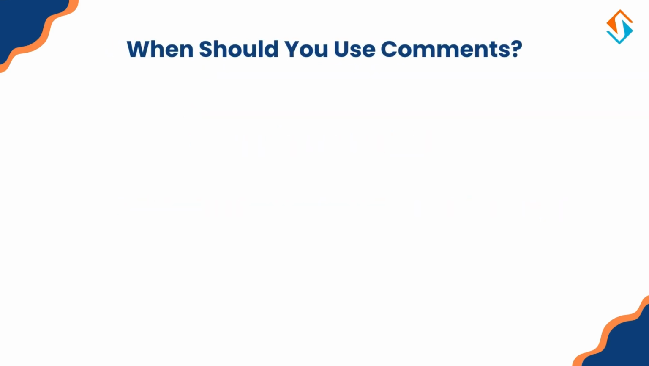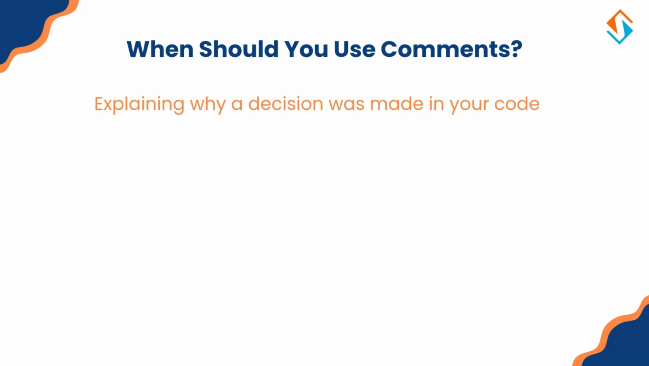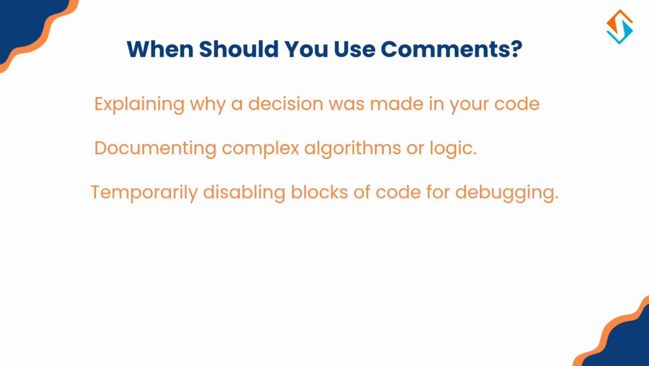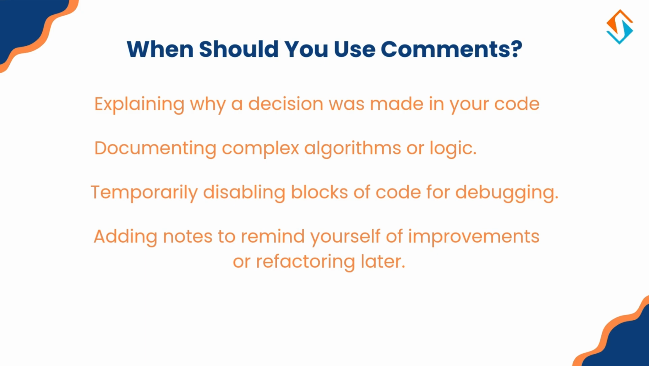To sum it up, here are a few situations where comments really shine. Explaining why a decision was made in your code. Documenting complex algorithms or logic. Temporarily disabling blocks of code for debugging. Adding notes to remind yourself of improvements or refactoring later. Just remember, the goal of comments is to make your code easier to read and understand, not harder.